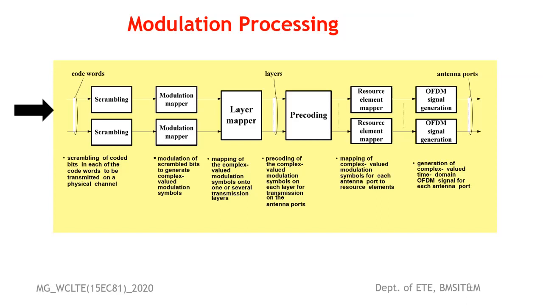This scrambling is done by using a pseudo noise code, which is of 31 bit length. As I said, it is a code sequence. The output of that scrambler will be applied to the modulation mapper. Here in modulation mapping, the bits we get from the output of the scrambling will be mapped to in-phase and quadrature components, that is IQ.